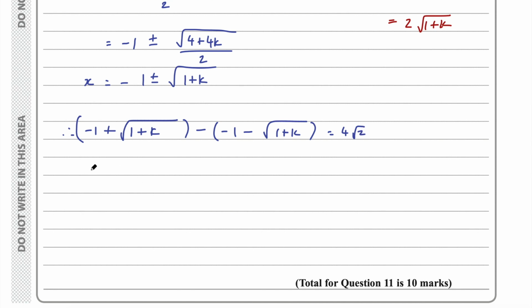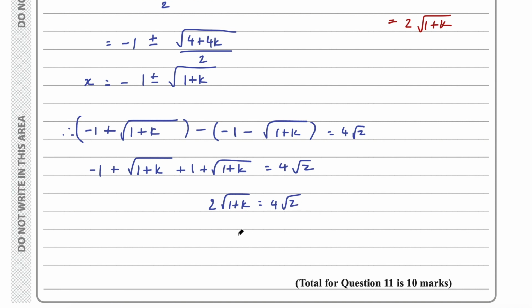So this is going to be negative 1 plus the square root of 1 plus k, take negative 1, which is plus 1, take negative root 1 plus k, which is plus the square root of 1 plus k, equals 4 root 2. Negative 1 plus 1, they will cancel out. Then we'll just be left with 2 lots of the square root of 1 plus k, equals 4 root 2.